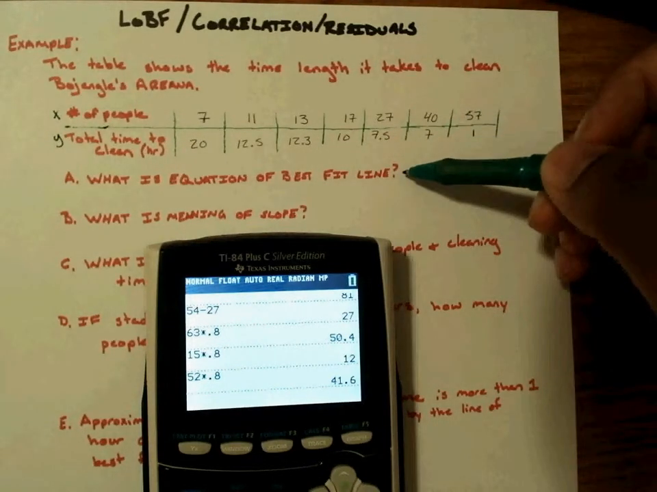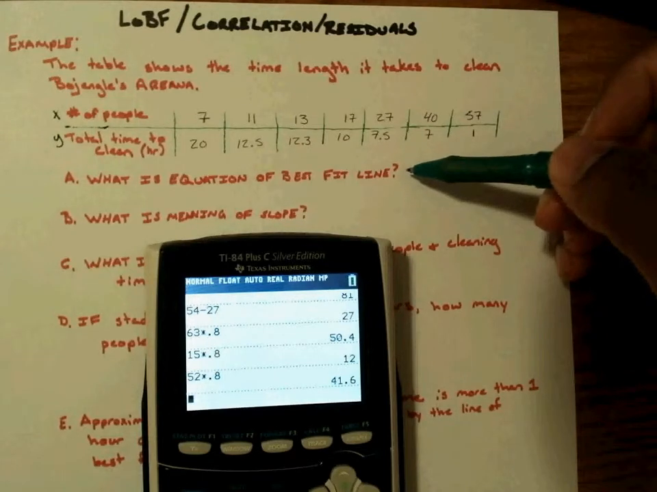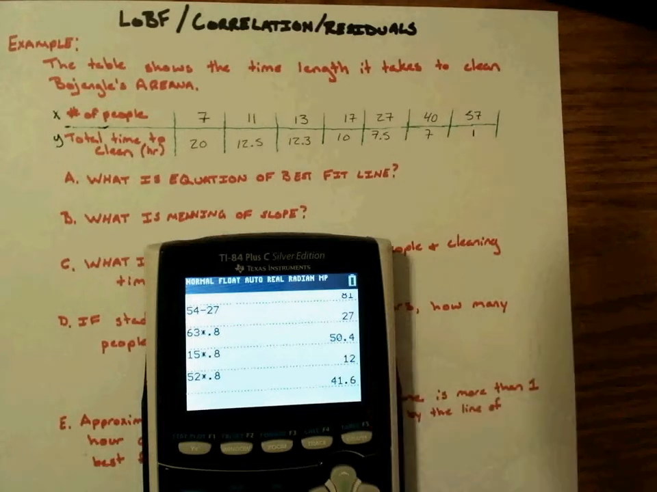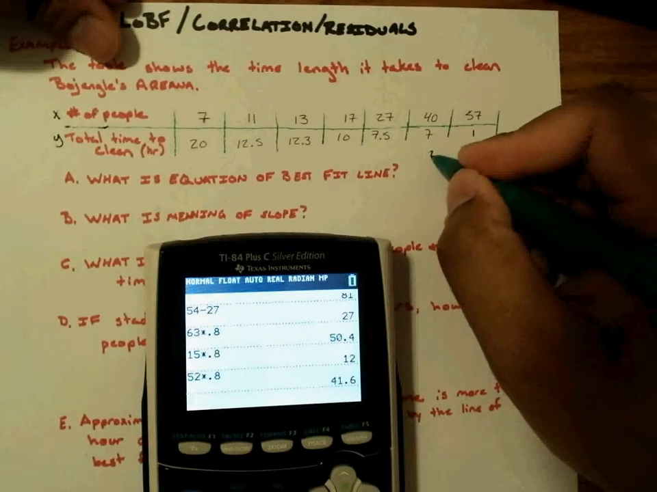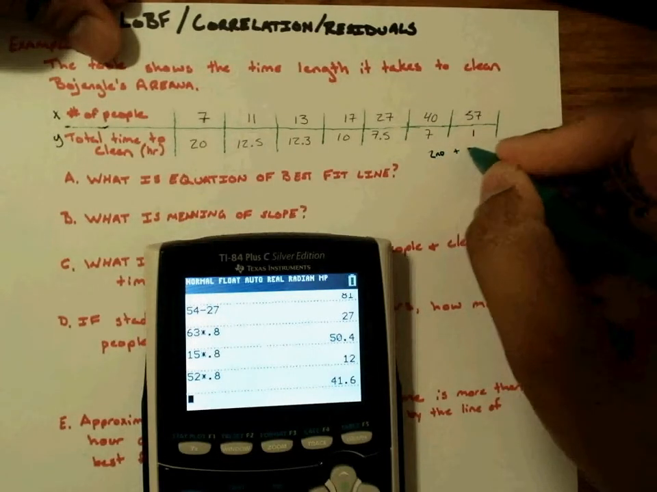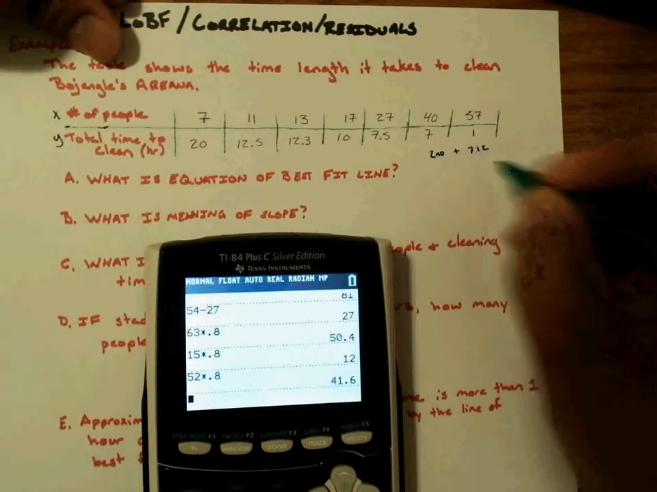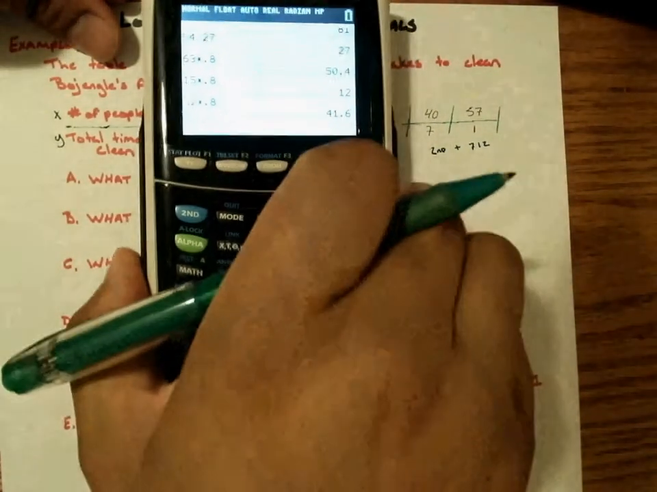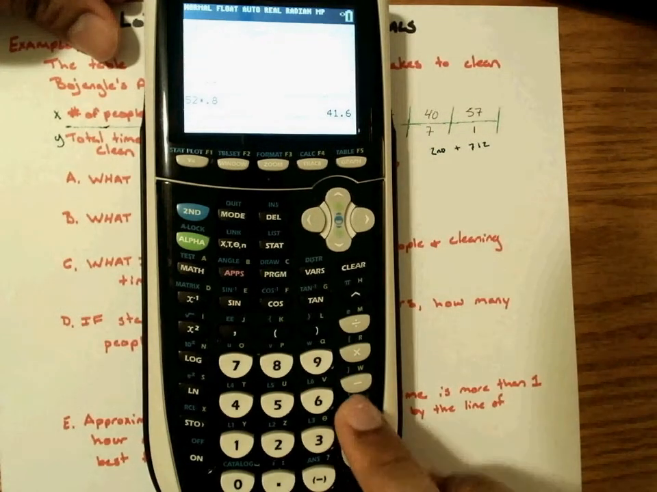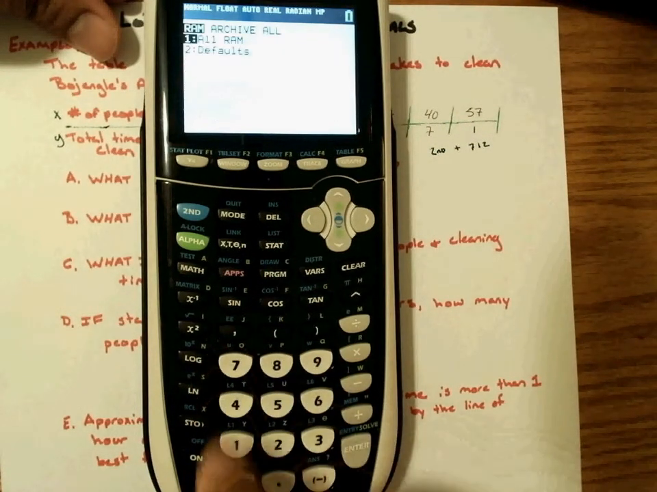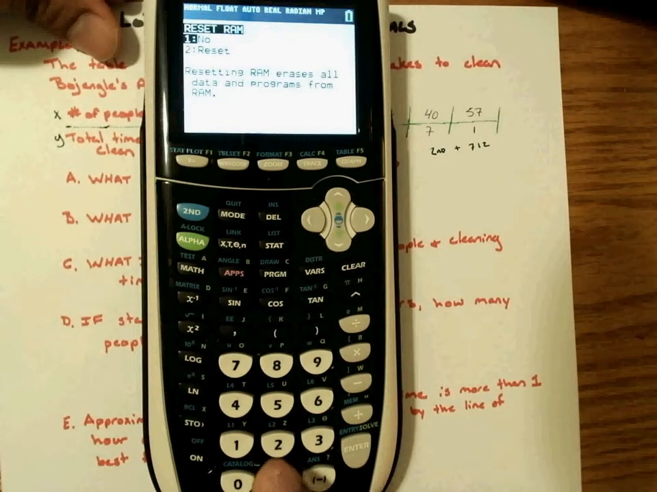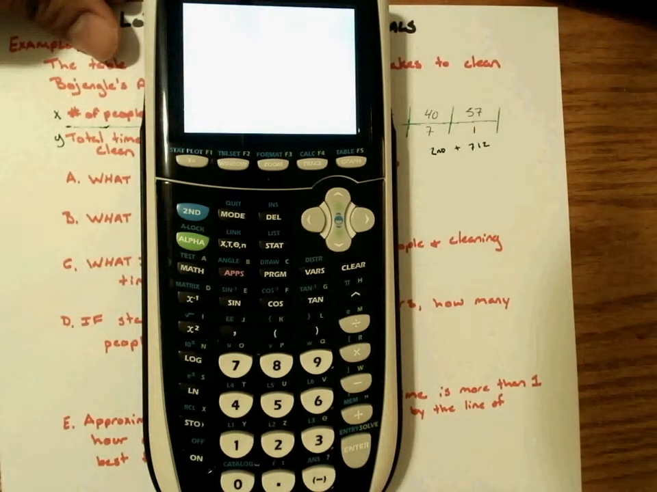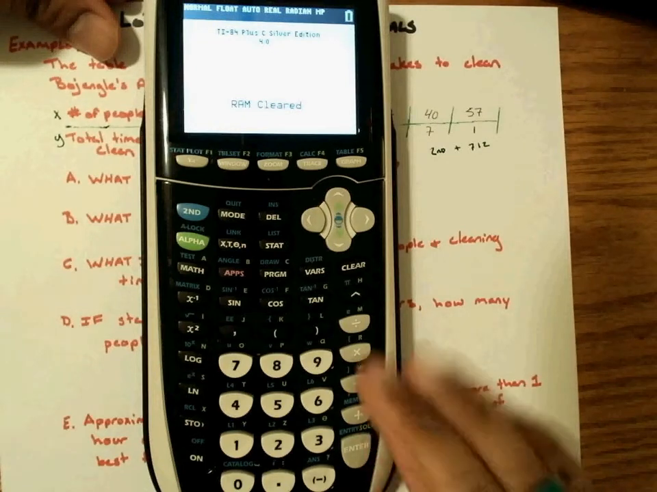So the first part of this question is to find the equation. To find our equation, we always want to use our calculator. The first thing I'm going to do is clear my calculator. In case you forgot, it is second, plus, 7, 1, 2, and that just resets my calculator.